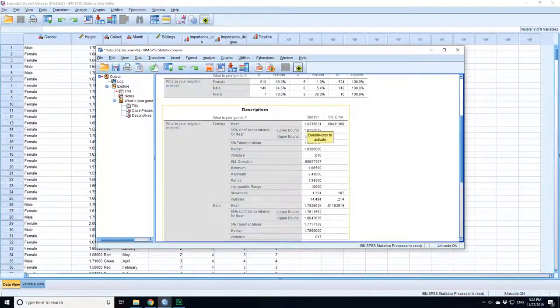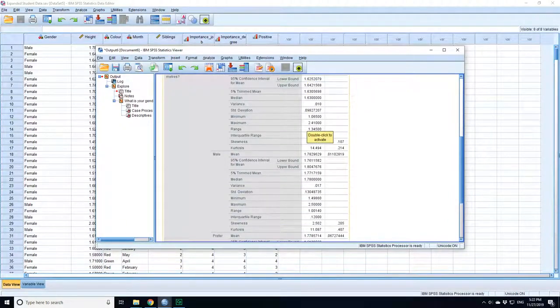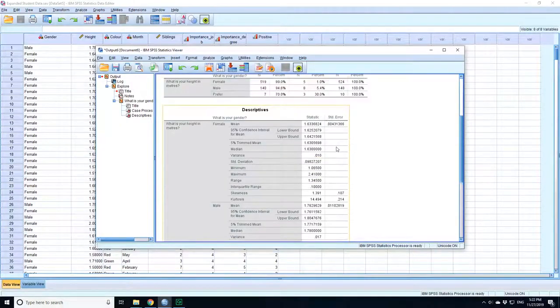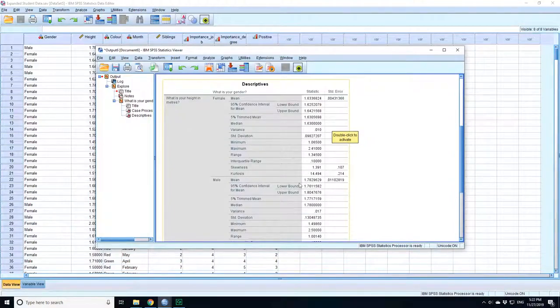Similarly, the mean for women's height is 1.63 and for men it's 1.78. The standard error for the mean for men is about 1 centimetre, and for women it's 4 millimeters. This is saying that the female variation is much smaller because of the size of the data set. There are way fewer women.